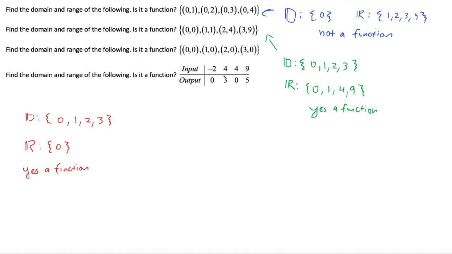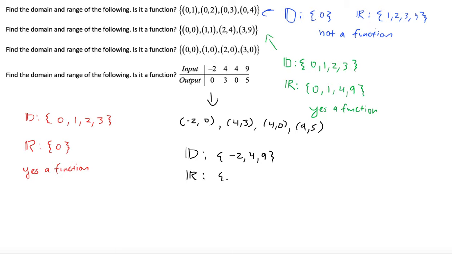All right, what about the last one here? Now, you notice the last one is given in a table format. But essentially we can rewrite it as ordered pairs if you want. The input is the x value, the output is the y value. So we'll do (-2, 0), (4, 3), (4, 0), and (9, 5). You don't need to rewrite it if you don't want to, but the domain would be all of the input or the x values, so we'll put -2, 4, and 9. The range would be all of the y values. In this case, we got 0, 3, and 5.